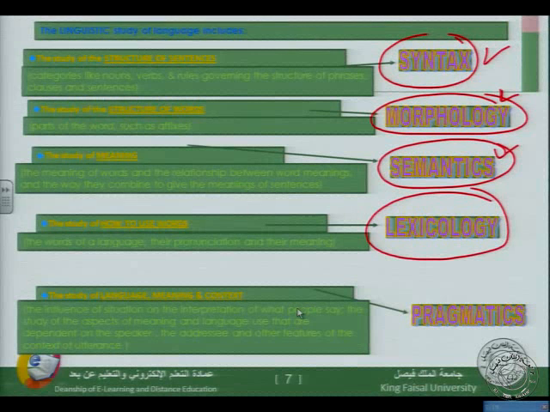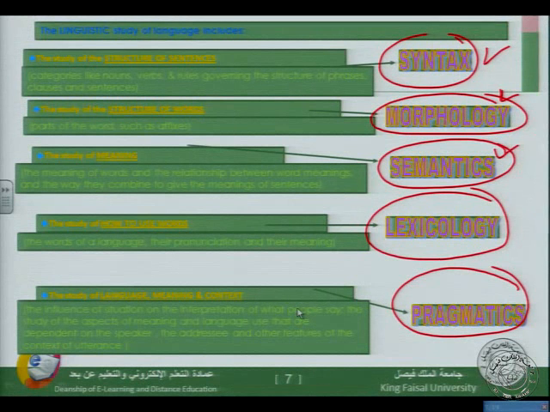It's like lexicon, dictionary, right? Pragmatics, applied linguistics, the study of language, meaning and context. So all of these 5 points or 5 fields are the fields that you're going to cover when you study linguistics.